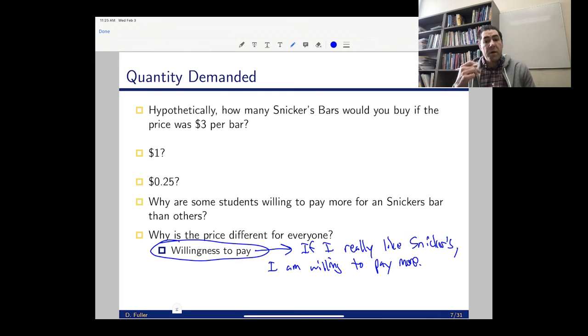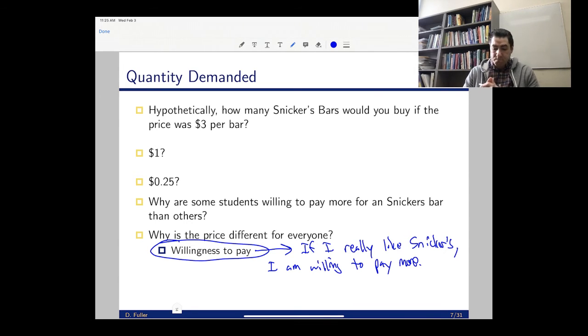So there were people that were willing to buy it at $3, and people that were only willing to buy it at $1. I want to buy it at 1 but not at 3, because I wasn't willing to pay $3, but I am willing to pay 1. A key part of thinking about demand is thinking about willingness to pay. Am I willing to pay $3 for a Snickers bar? It depends on how much I like Snickers bars. What is the value that it gives to me?